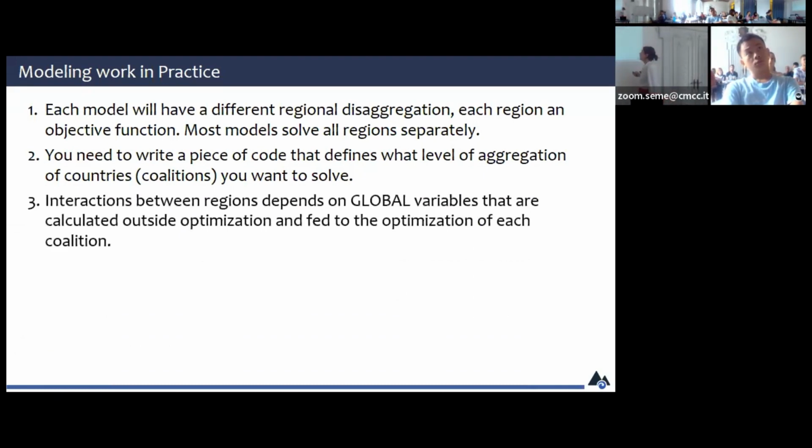Interaction among the regions depends on some global variable. In the simplest case, it depends on what? What is the simplest possible model of climate change? What is the variable that affects all countries? What is it that I do that affects every other country? What is the variable?